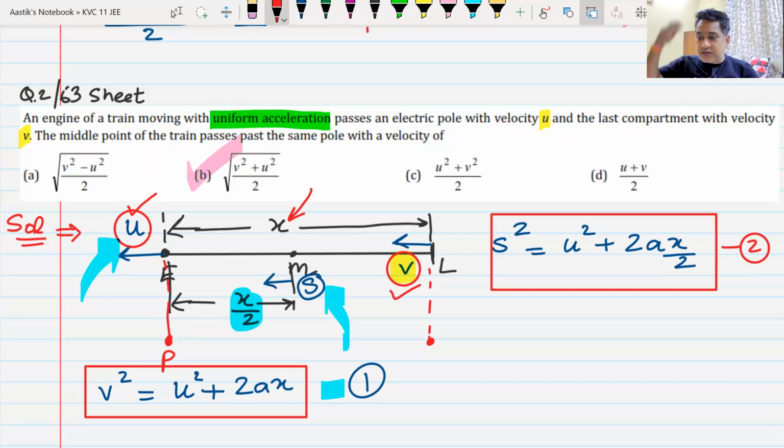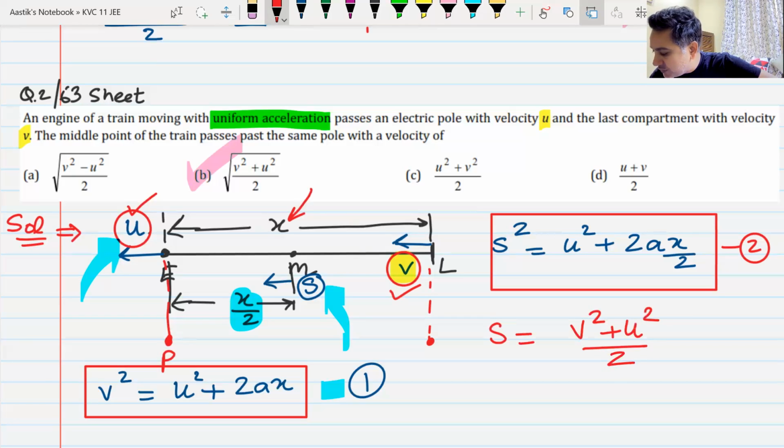You look at this equation or look at that, both are same. Now you can find the value of s square, which is the speed at which the middle point crosses the pole, and you will get s as root of v square plus u square by 2. And you can check it.